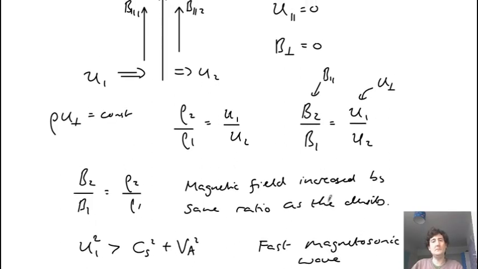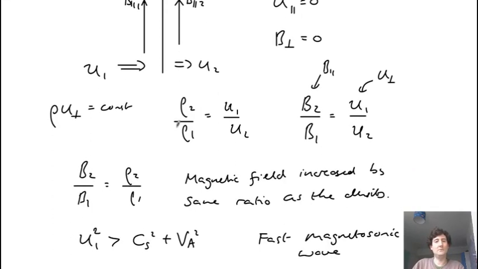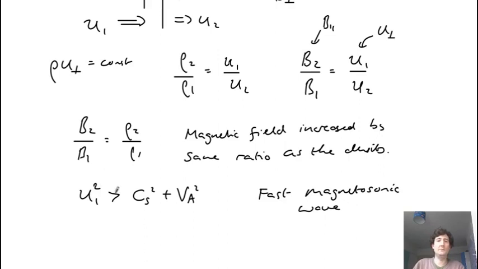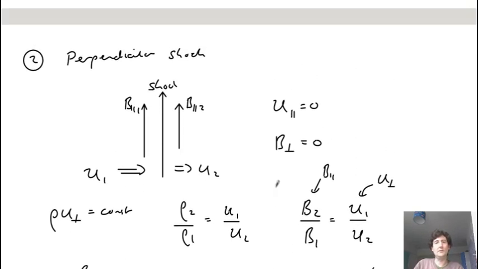And this makes sense in a way because the magnetic field acts as an additional pressure, so the pressure adds onto the thermal pressure, and so the wave across the magnetic field moves at the fast magnetic sonic speed. That's the speed at which pressure waves move across the magnetic field. And so to get a shock, you must have the fluid flow faster than this fast magnetic sonic wave. Okay, so those are the two simple cases of shocks in MHD fluids.